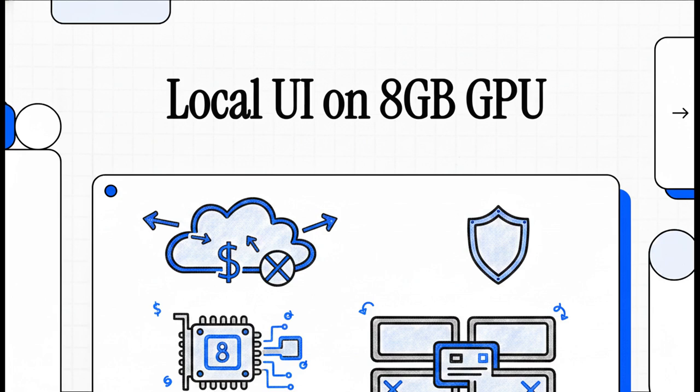But what if you absolutely cannot send your proprietary data over to Anthropic's servers? Well, today, we're breaking down exactly how you can transition to a fully local, self-hosted AI design workspace. And the best part? We're going to run the whole shebang entirely on a standard 8GB GPU.